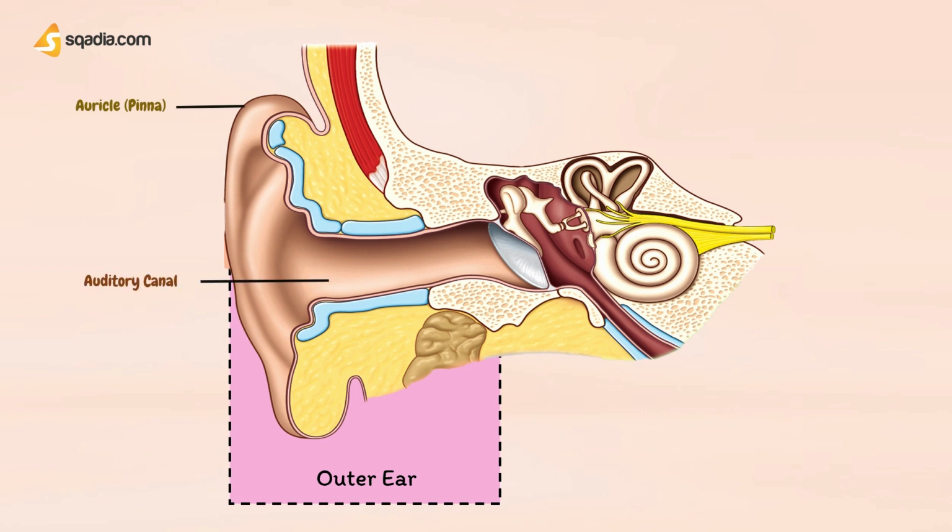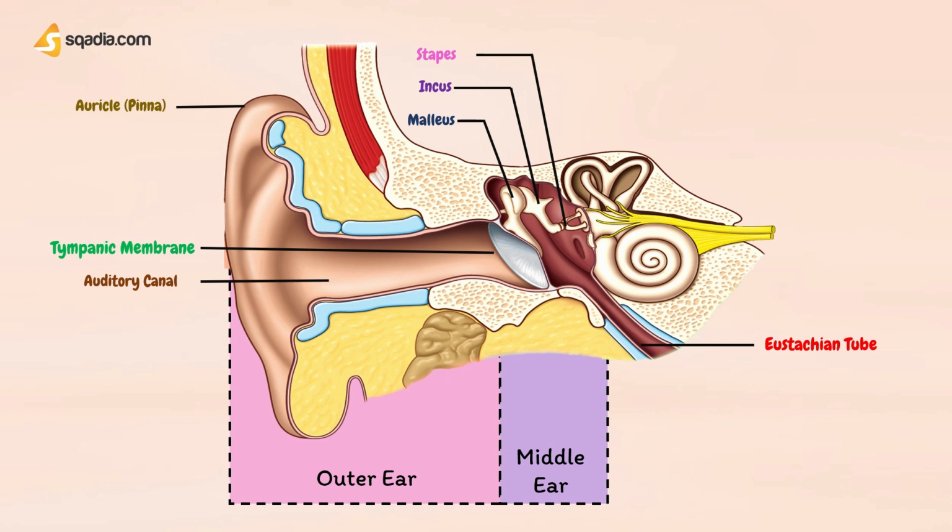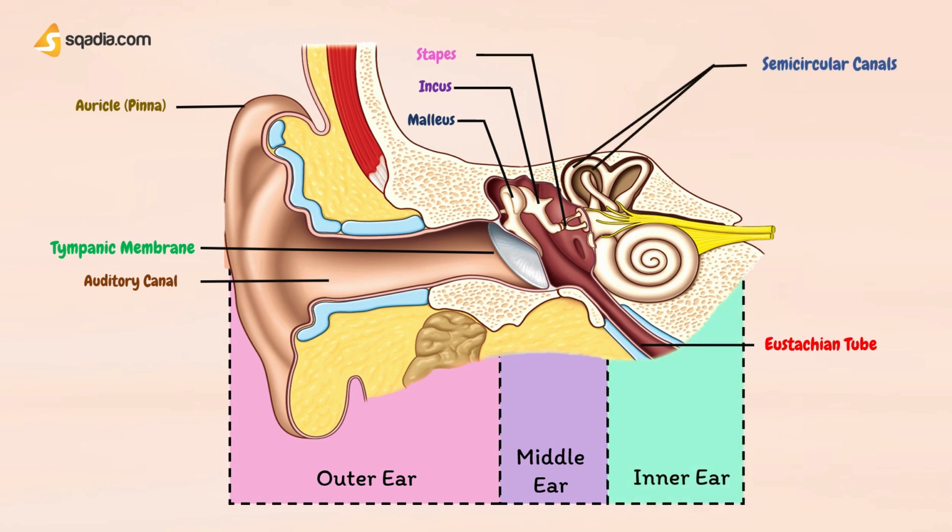The auricle is the visible part of the ear, shaped by cartilage. This part of the ear funnels sound into the auditory canal. The middle ear consists of the malleus or hammer, incus or anvil, and stapes or stirrup, the tympanic membrane or eardrum, and the eustachian tube. The inner ear consists of the semicircular canals, cochlea, vestibular nerve, and cochlear nerve.